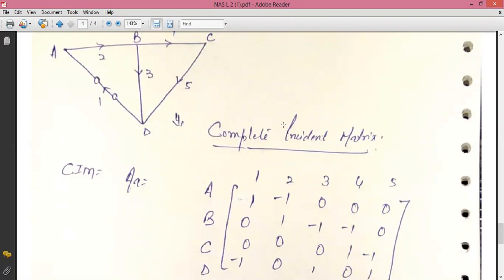Clear? Now you can tell me, branch number 1 is linked between which two nodes? Look carefully, branch number 1 is linked between which nodes? Is branch number 1 linked between A and D or not? Yes, sir, between A and D. So that means A and D will have 1 1, and the others will have 0 0. That is the first thing. Clear?